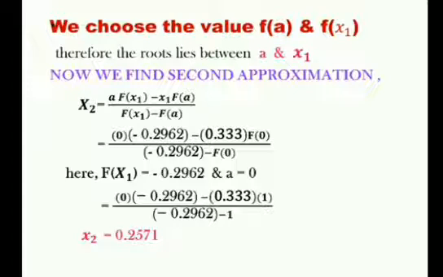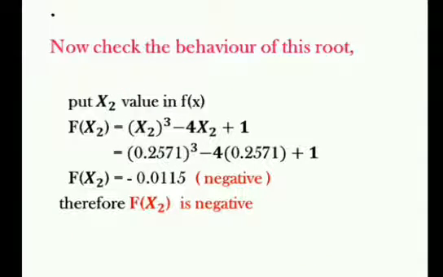If we had the same root, we would stop the process here and take the root as 0.2571. But here the x1 and x2 values are different, so we go to the next approximation and check whether x2 and x3 are the same. If they are the same, x3 is taken as the root of the term. So now check the behavior of these roots.